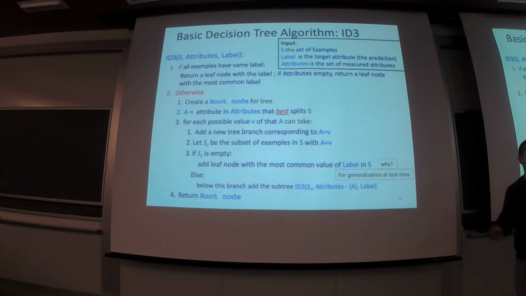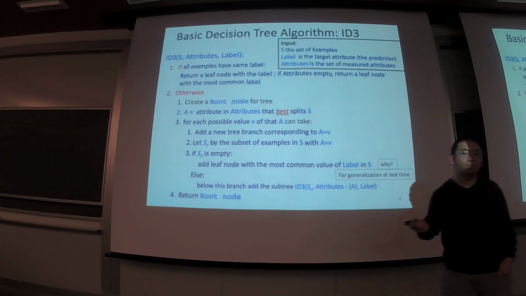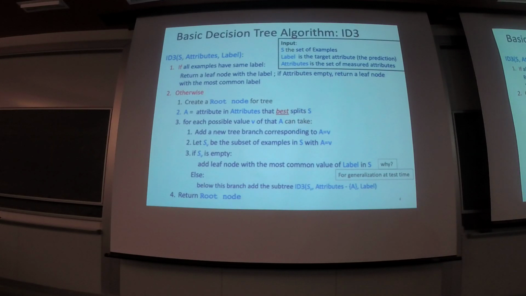So now we need to deal with two cases. First, if SV is empty, what should we do? What if there are no examples in S that have feature A equal to V? What should we do? Most common label. Yeah, most common label.